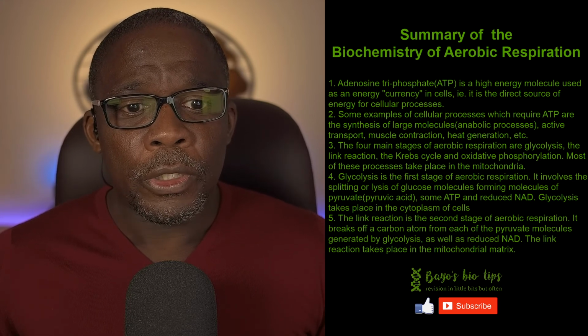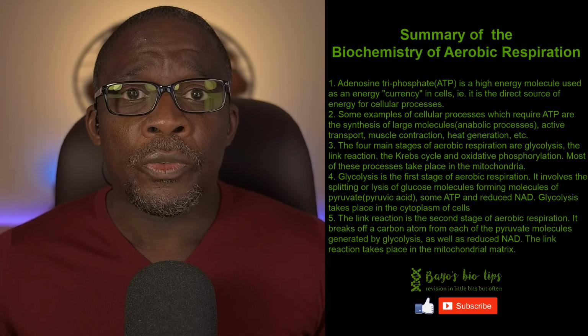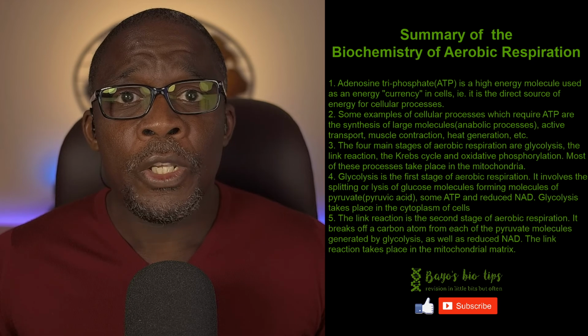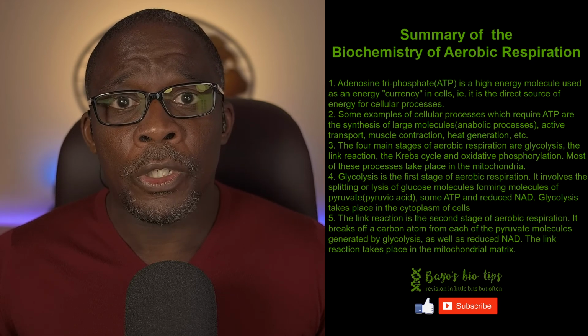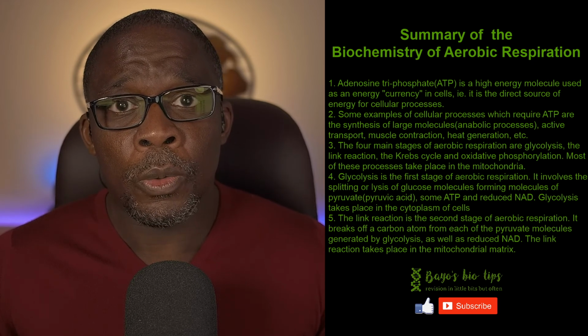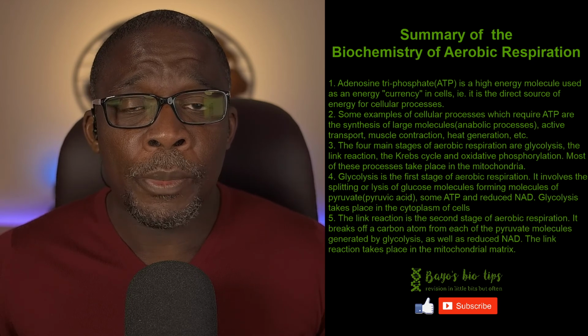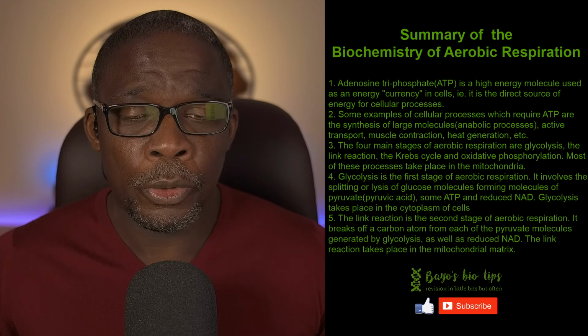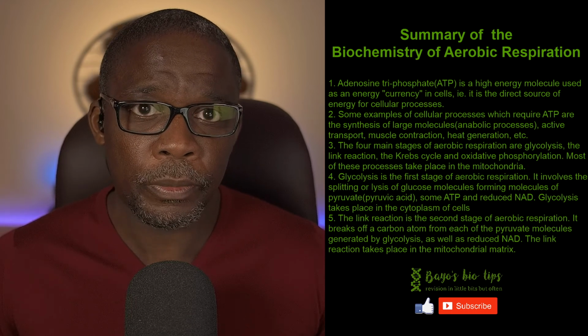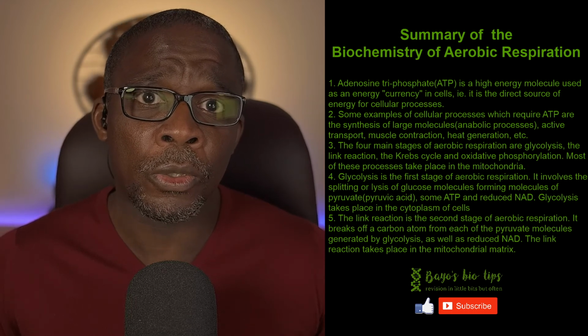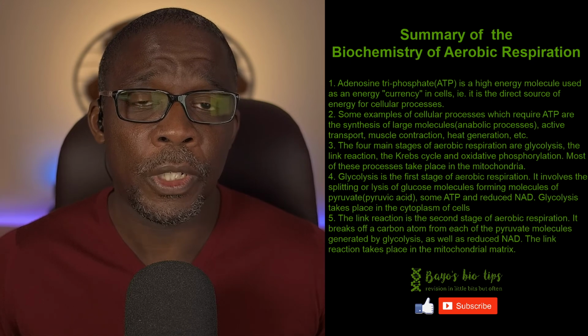So let's have a look. So the 4 main stages of aerobic respiration, we started off with glycolysis. Then you go to the link reaction. And so those first 2 are the ones we've talked about so far. And then you go on to something called the Krebs cycle, which we'll talk about in the next video. And then you finish off with something called oxidative phosphorylation.